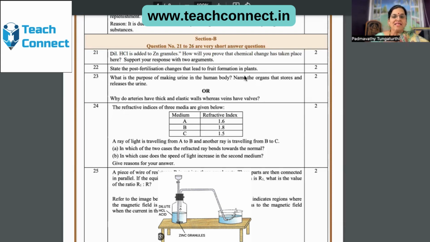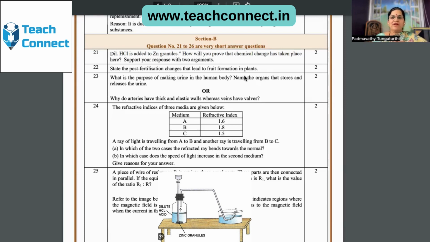The first argument is that there are bubbles. The second argument and evidence we provide is that zinc, which is a shiny metal, will change its color. Zinc chloride is formed, isn't it? Now it's no more zinc, because this is an instantaneous reaction. That's how the student should be able to provide 2 arguments.